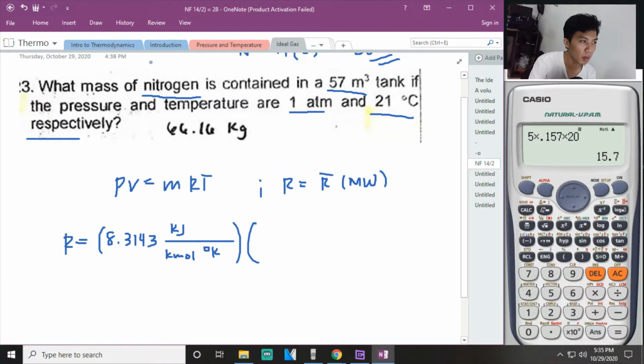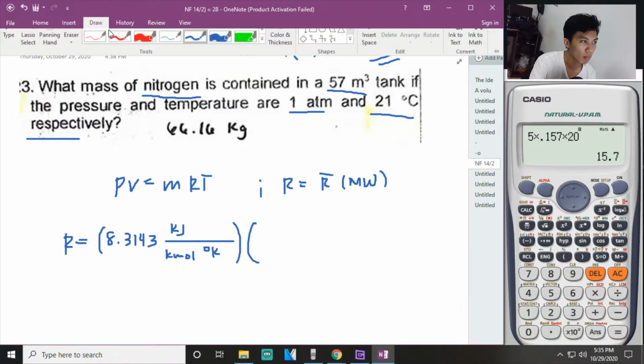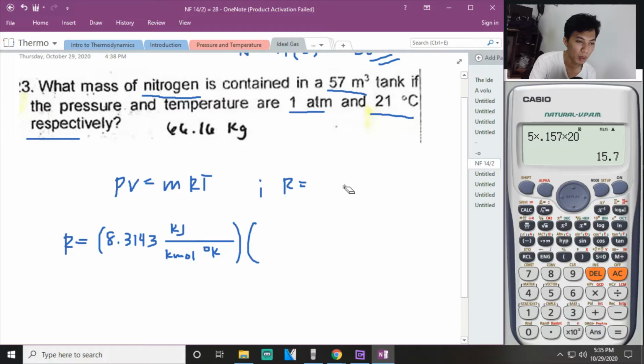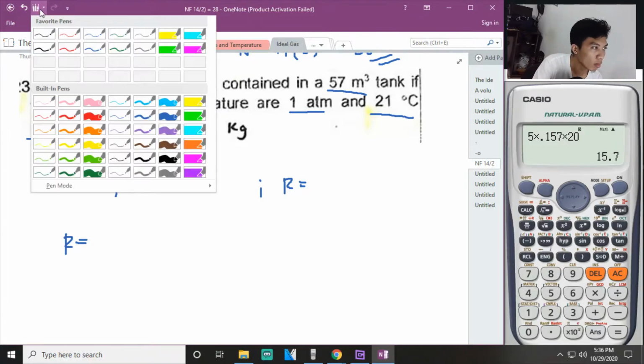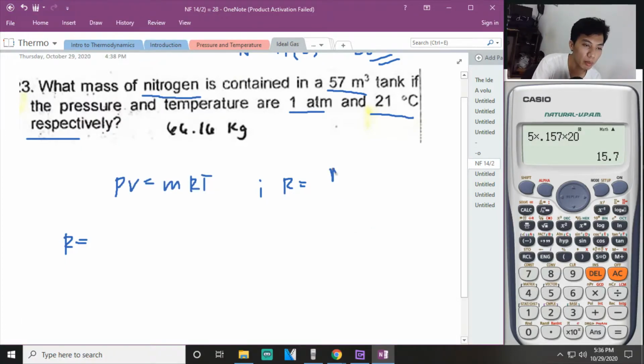Parang may mali ako dito. Let me edit. R is equal to MW over R bar. Ano ba? Joule. Hindi. Baliktad. R bar. Tama. Ito na. Tama na to. R bar over molecular weight. Yan. Eminem nga eh. Eminem.